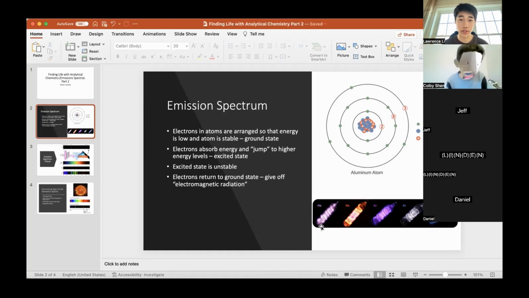We can only see wavelengths inside the visible light spectrum, because we can't really see gamma. We can't see X-ray. If you've ever gotten an X-ray, you don't see X-ray beams going into your body. That would have been scary. Yeah, that would have been a little traumatizing for younger me.